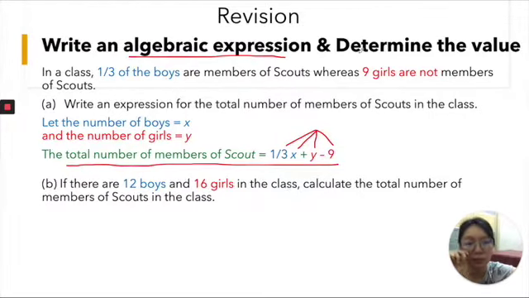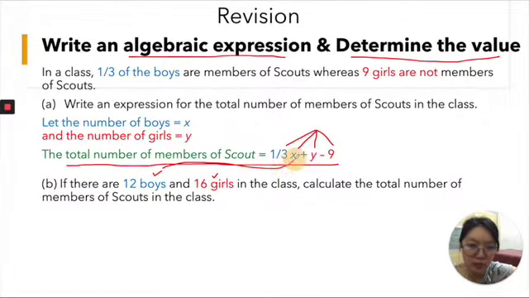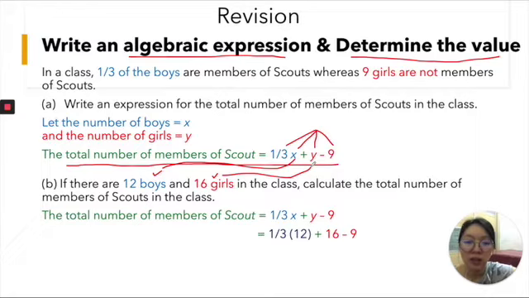Second part, determine the value. With this algebraic expression, if my variable such as x is given and y is given, I can put the numbers in here. Therefore, I'm able to solve this equation and I'll be able to get the final value here. So this is what we call determine the value.